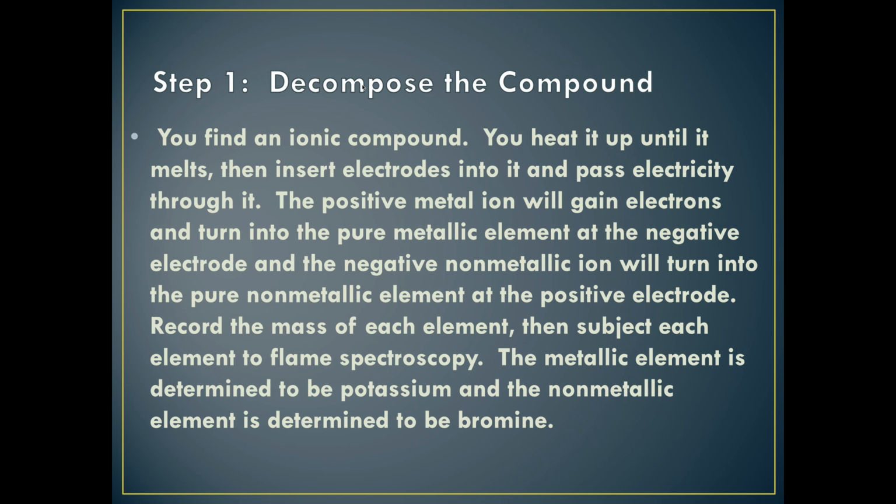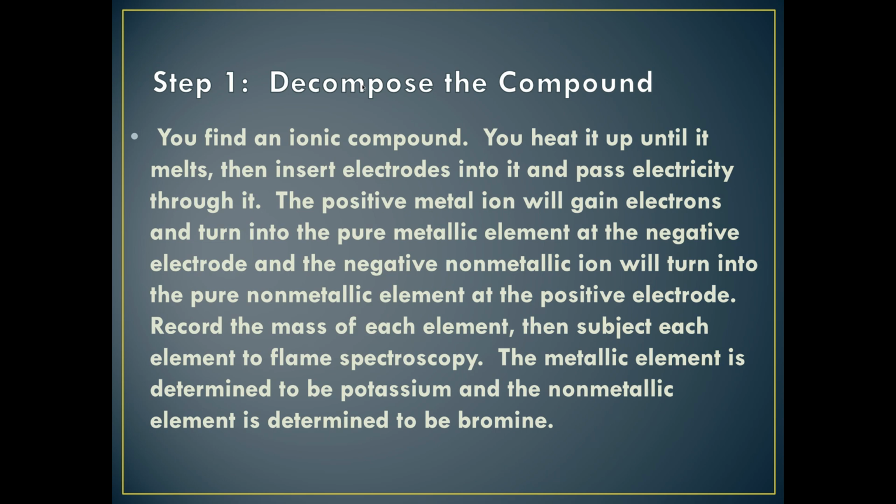So, step one is to decompose the compound. This can be done by either melting it and sticking electrodes into it and passing electricity through it and breaking it up that way, or you could add enough heat so that the substance just simply breaks apart into its elements. It depends on what the substance is. The positive metal ion will gain electrons back, turning it back into its pure metal element. The negative ion will become the pure nonmetallic element by being forced to give up the electrons that it gained to form an ion to begin with.